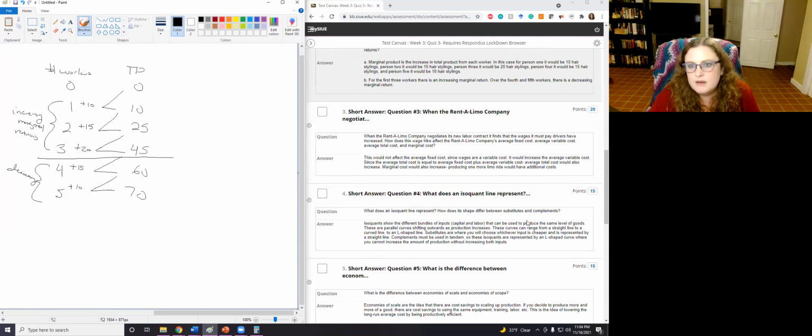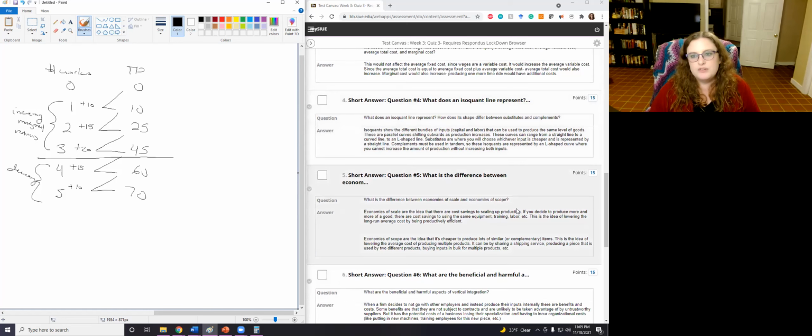The next one was the idea of rental limbo, right? So what affects average fixed cost, average variable cost, average total cost, marginal cost? We're talking about changing the wage rate of drivers. If we're talking about changing the wage rate of drivers, that does not affect the average fixed cost, right? We're talking about things on the average variable cost, the average total cost, the marginal cost. Average fixed cost doesn't change. Some people thought it did, it doesn't. All the rest of them increase.